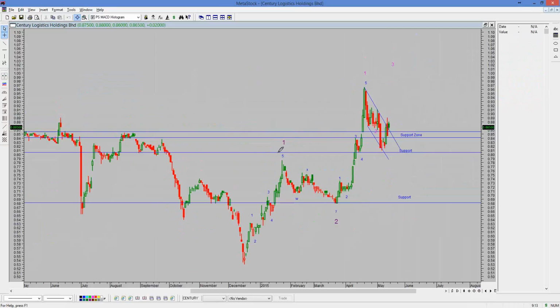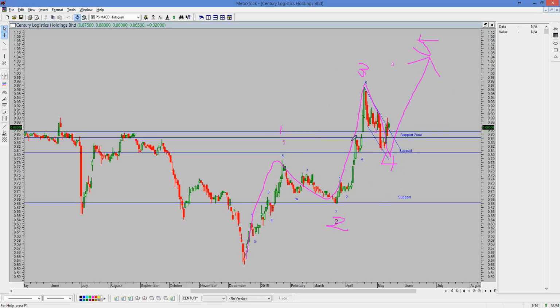The first, which is the status here, is waves 1, 2, 3 and 4, and now it's heading to wave number 5. So this is the first scenario. The second scenario is 1, 2, 1, 2, 3, a double 3, where wave 3 is heading north. So that is the current scenario.